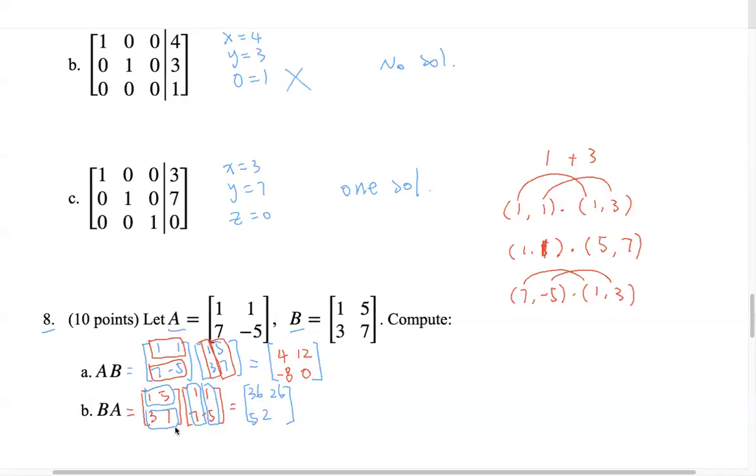Then 3, 7 times 1 and 5. 1 times 3, 5 times 7. So 5 times 7, 35. 1 times 3, 3. 35 plus 3, 38. So we see the 4 entries are different from AB. So we see matrix multiplication is not commutative. The order matters.